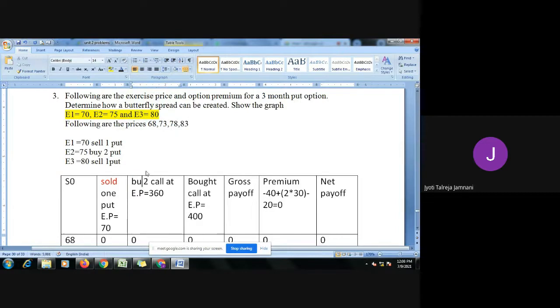Here we bought two put options at exercise price of rupees 75, the center price. Then you have again sold one put option at exercise price of rupees 80. Gross payoff. Now we'll see what has happened to the premium. If I sell an option, I will receive premium. Okay. Since I missed to give you the premium amounts here.